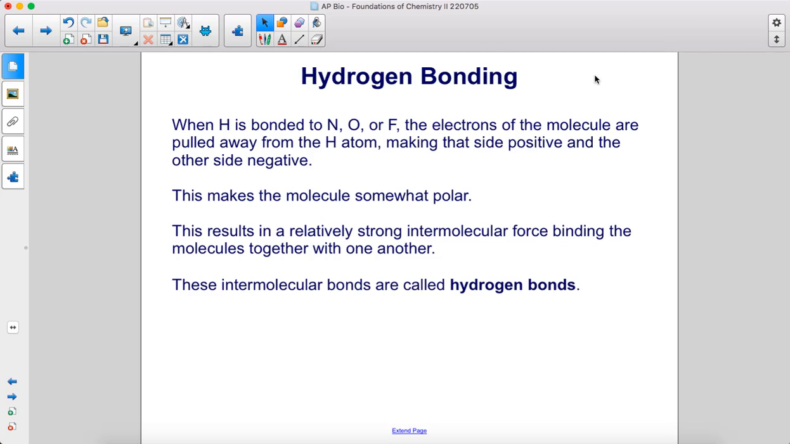When hydrogen is bonded to nitrogen, oxygen, or fluorine, the electrons of the molecule are pulled away from the hydrogen atom, making that side positive and the other side negative. This makes the molecule somewhat polar. This results in a relatively strong intermolecular force binding the molecules together with one another. These intermolecular bonds are called hydrogen bonds.